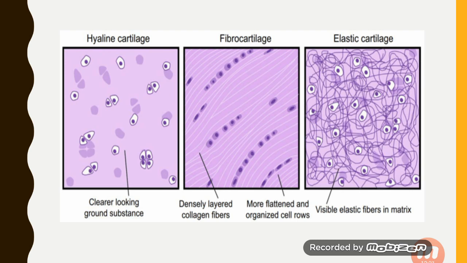The last one is the elastic cartilage, and it forms the external pinnae, that are the flaps of the ears, and the epiglottis, which is also a flap-like structure that covers the glottis.